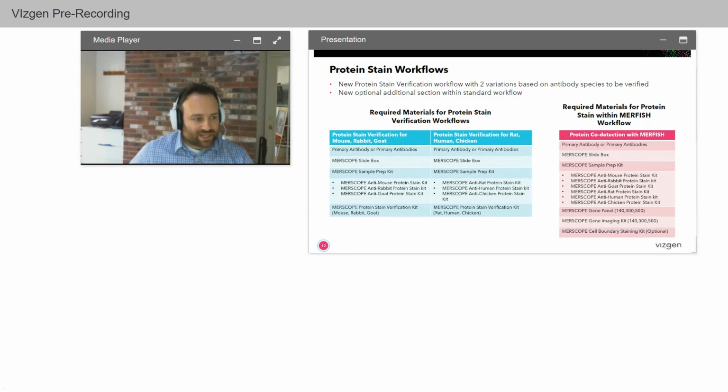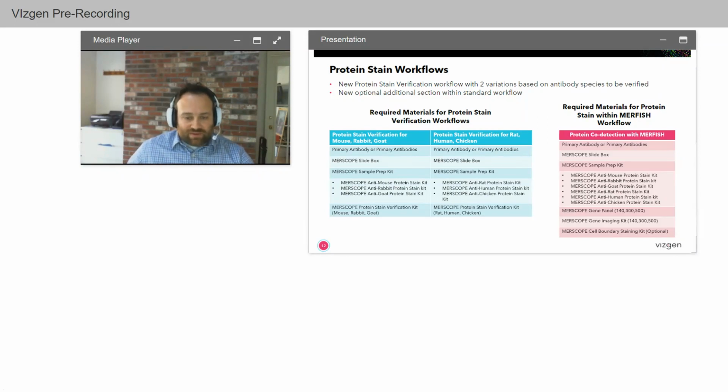Again, these contain the secondary oligoconjugated antibodies we would use to detect those primary antibodies. Additionally here, since we're not doing a full MERFISH run, you would need the protein stain verification kit. So we have 2 variations of this protocol depending on the antibodies you're going to be running.